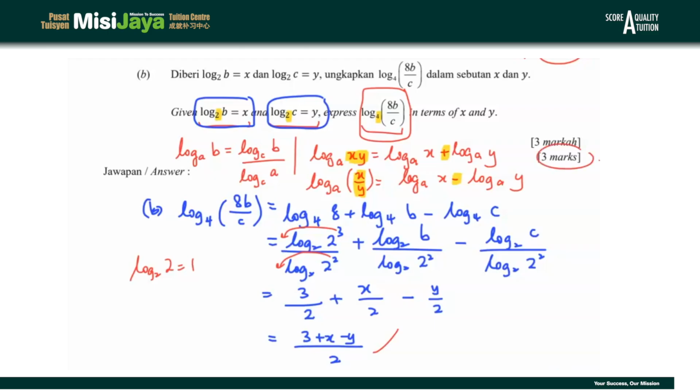So where do we get the 3 marks? The first step is to split it up into 3 different logs, which is 1 mark. The second step is you change the base. They're testing you on whether you know how to change the base or not, so this is 1 mark. And your final answer is 1 mark. So that's how you get the 3 marks.